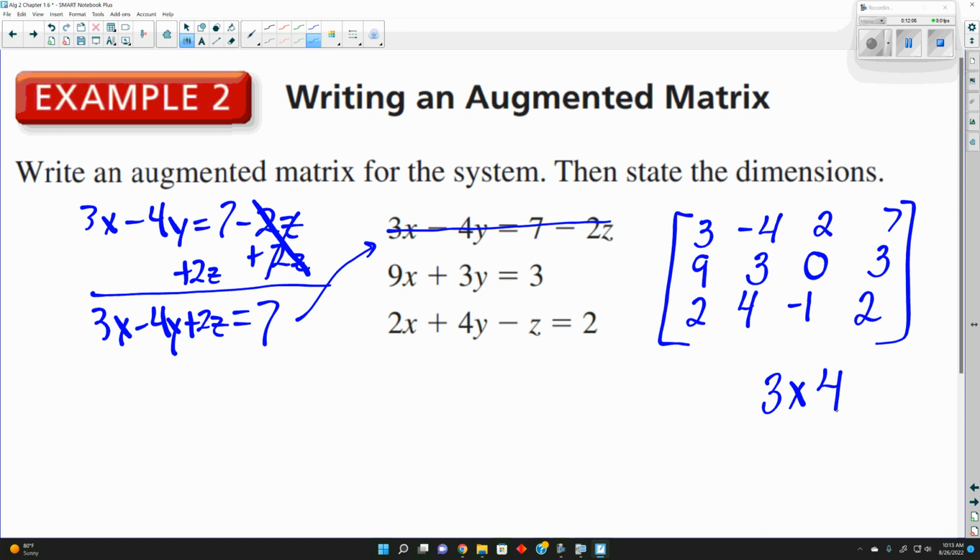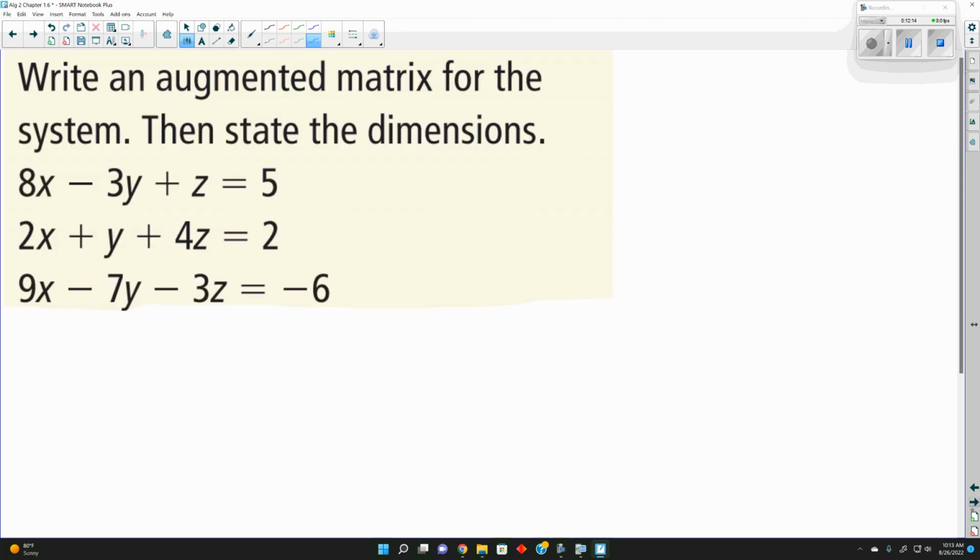Questions on any of this so far? We ready to look at one more? Because I think probably one more and we'll feel good with these here. We'll finish off with this one here. So are these 3 equations written in the right form? Yeah, because all 3 are written in the form of x, y, z equals number.